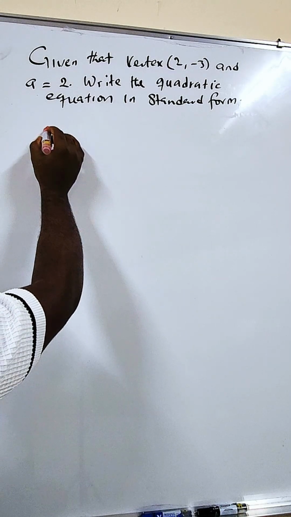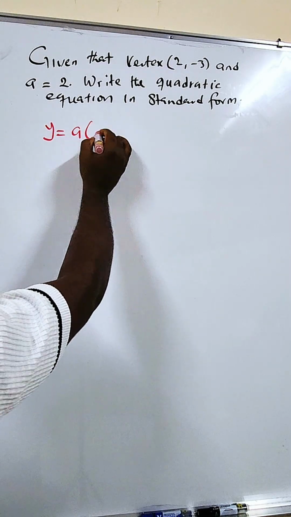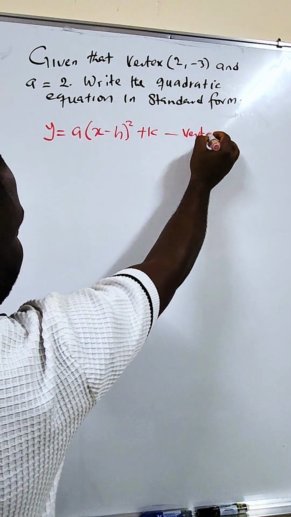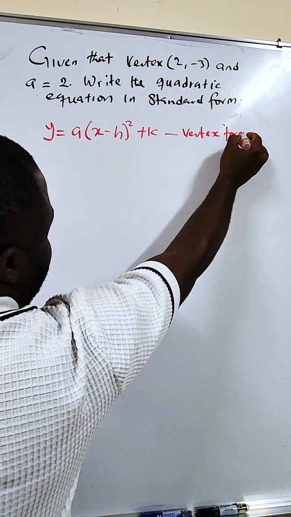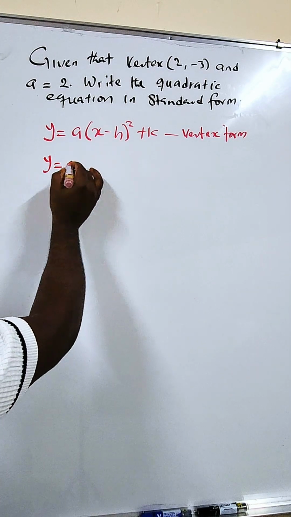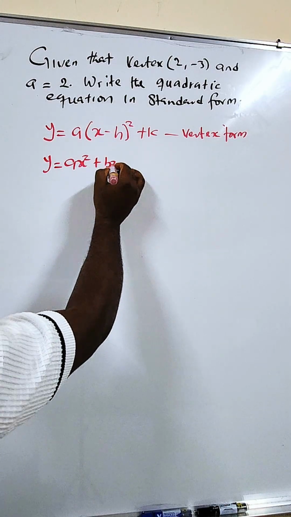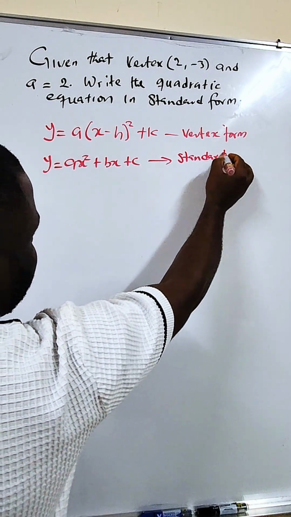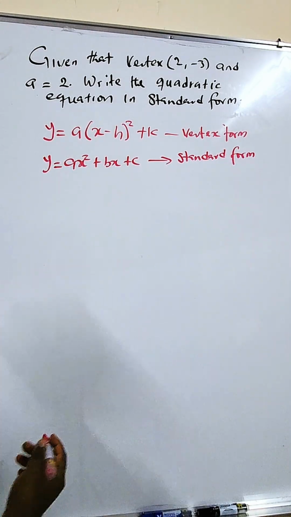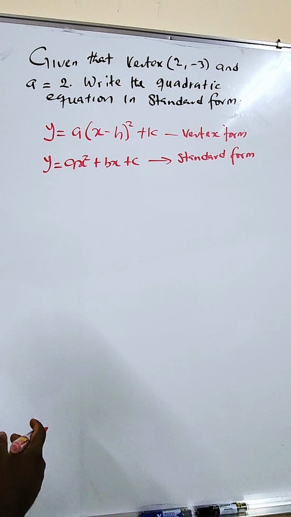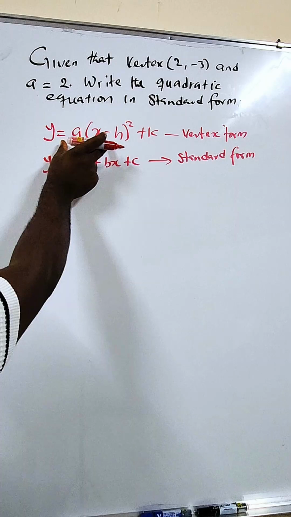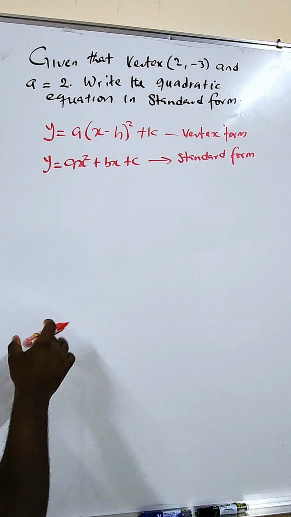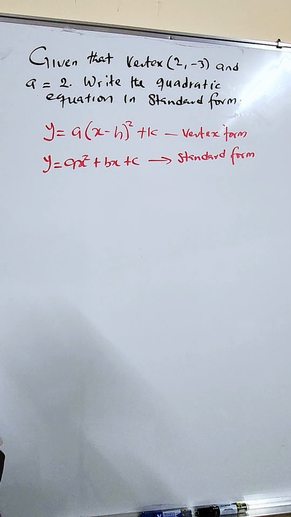And the vertex form of a quadratic equation is y equals a(x minus h) squared plus k. So this is vertex form. Then y equals ax squared plus bx plus c, and this is the standard form of a quadratic equation. So what you need to know is that you have to substitute the vertex and the value of a into the vertex form before you can convert it to standard form.